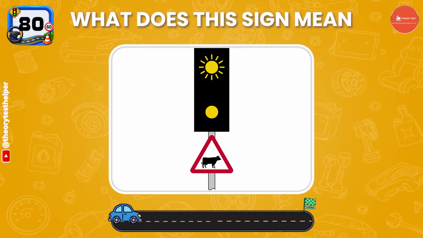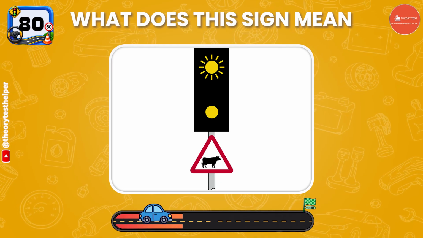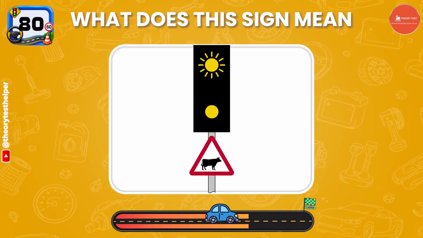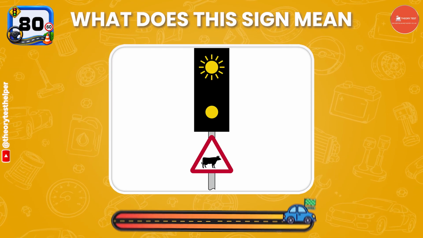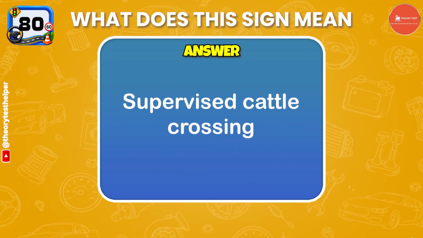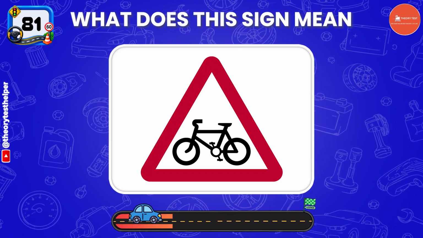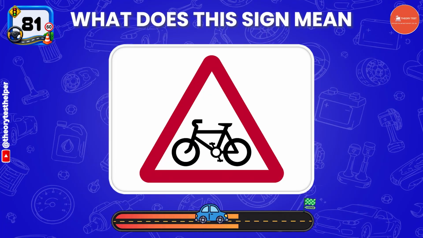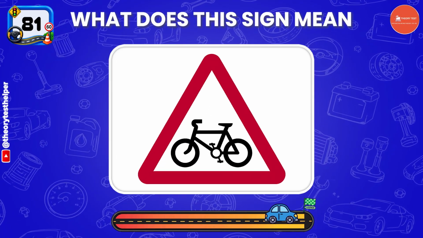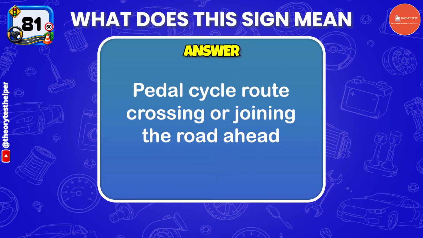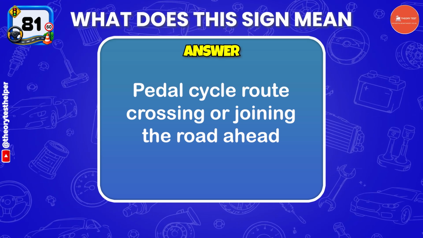How is livestock crossing managed here? Supervised cattle crossing. Who is this dedicated path meant for? Pedal cycle route crossing or joining the road ahead.